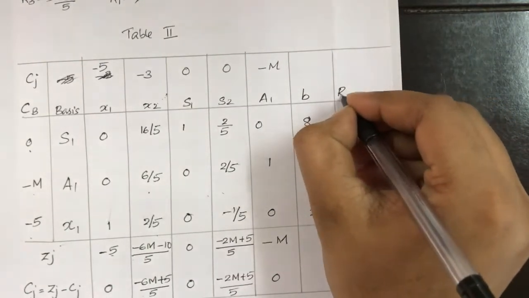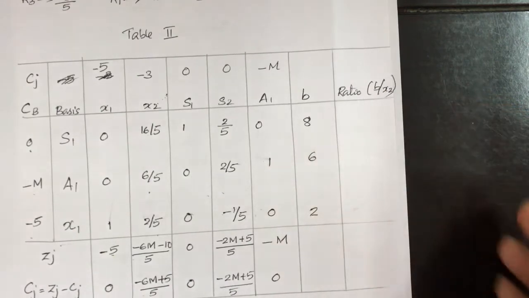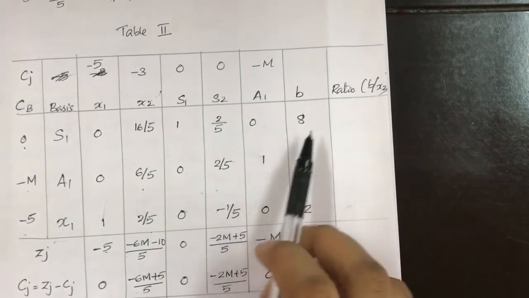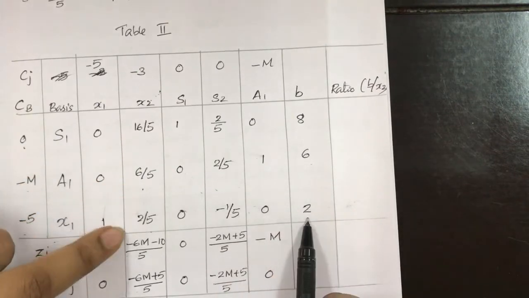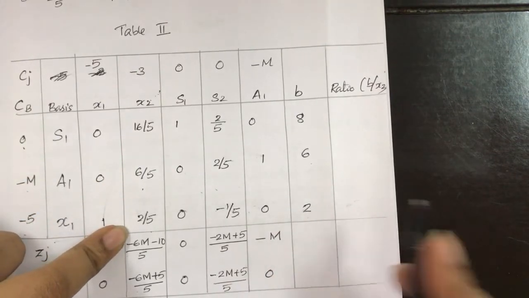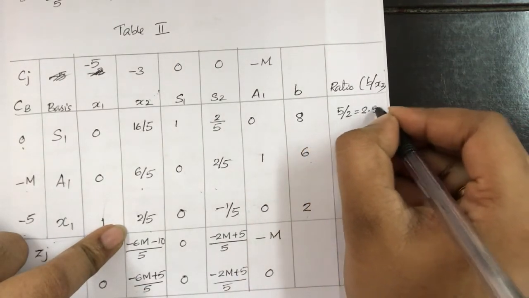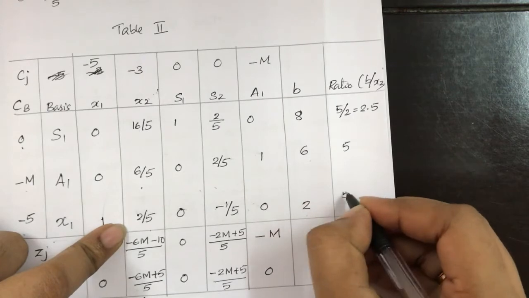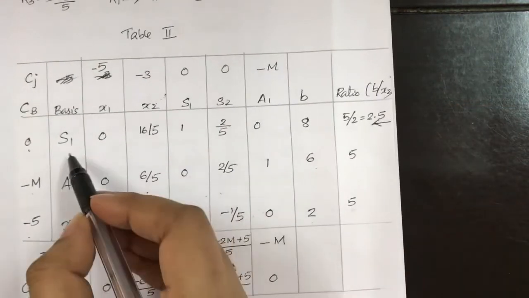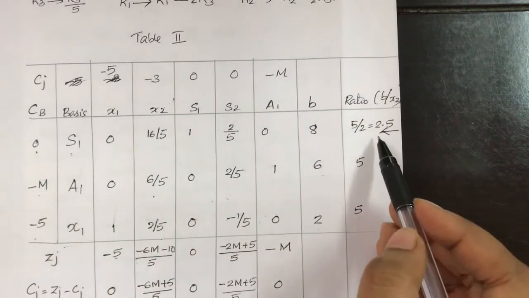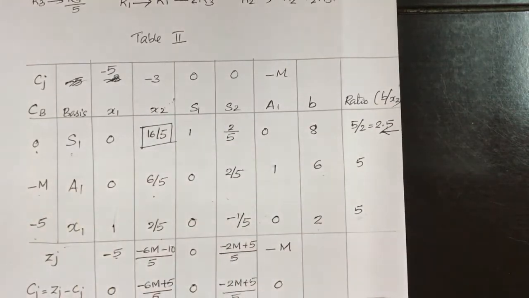We need to find the outgoing variable. Ratio is b divided by x2. So x2, 8 divided by 16 by 5, 6 divided by 6 by 5 and 2 divided by 2 by 5. The ratios will be 5 by 2, 5 by 2, that is equal to 2.5, 5 and 5, which is the lowest positive, 2.5. So this is the outgoing variable. S1 is the outgoing variable, and 16 by 5 is the key element.